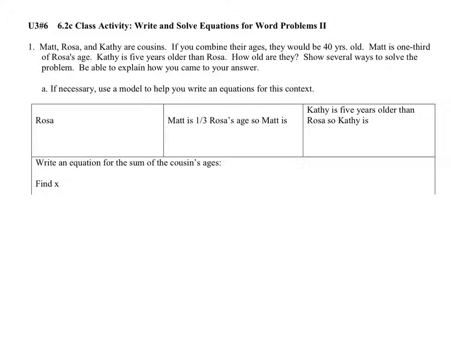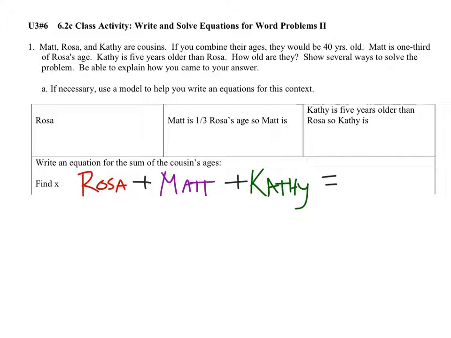So the first thing we can see is that we can take Rosa's age, and we're going to take Matt's age, and then we'll take old Kathy and her age, and when we add all of these ages together, we should get 40 years.